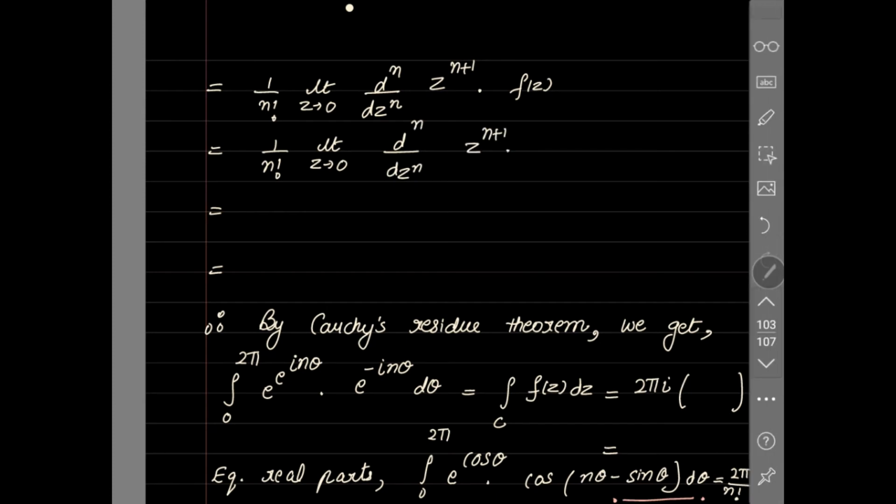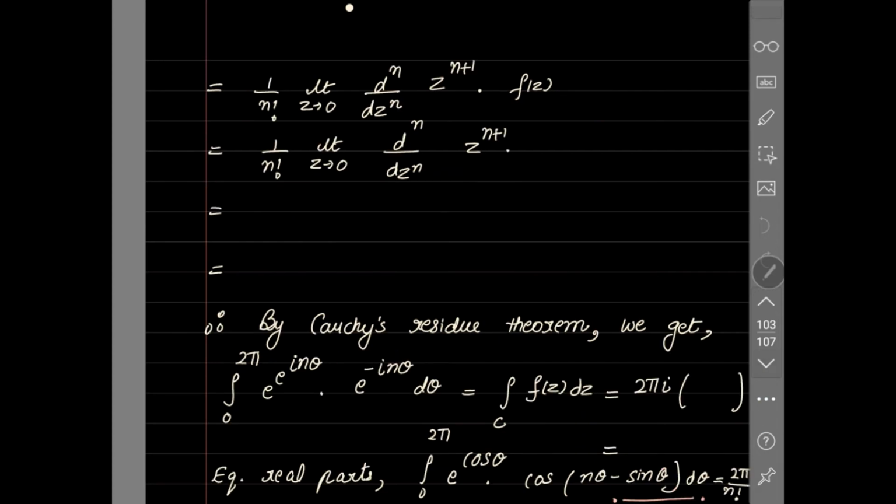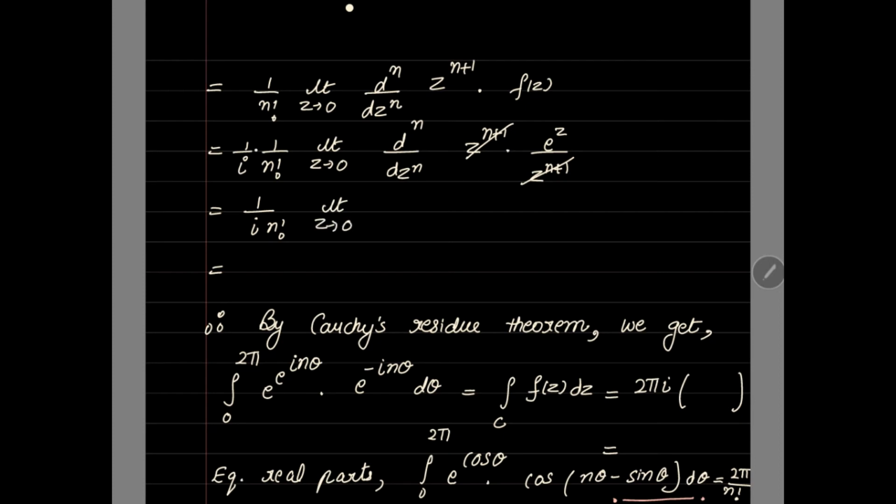What is f of z? It is 1 over iota e to the power z over z to the power n plus 1. So 1 over iota I am writing outside, and e to the power z over z to the power n plus 1, the z to the power n plus 1 is cancelled out. So this is equal to 1 over iota n factorial, limit z tends to 0. Now I have to differentiate e to the power z n times, and I know that the answer is always e to the power z. Putting z equal to 0 over here, e to the power 0 is 1. So I'm having 1 over iota n factorial. Finally, it is 1 over iota n factorial.